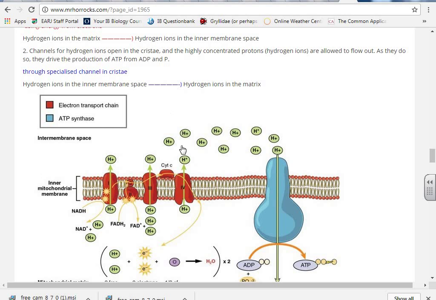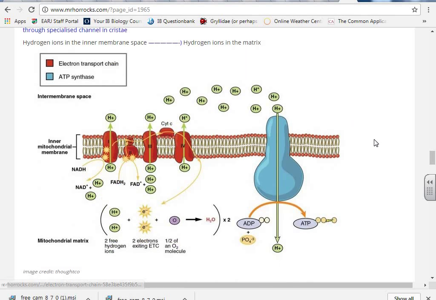I've got a photo of what it looks like here. Channels for hydrogen ions open in the cristae, and highly concentrated protons are allowed to flow out. As they do so, they drive the production of ATP from ADP and P. So let's take a look at a picture here. This is the inner membrane of the mitochondria. First of all, you've got channels which you can pump hydrogen ions in. So hydrogen ions are pumped in, and you've got NADH and NAD, they're bringing the electrons.